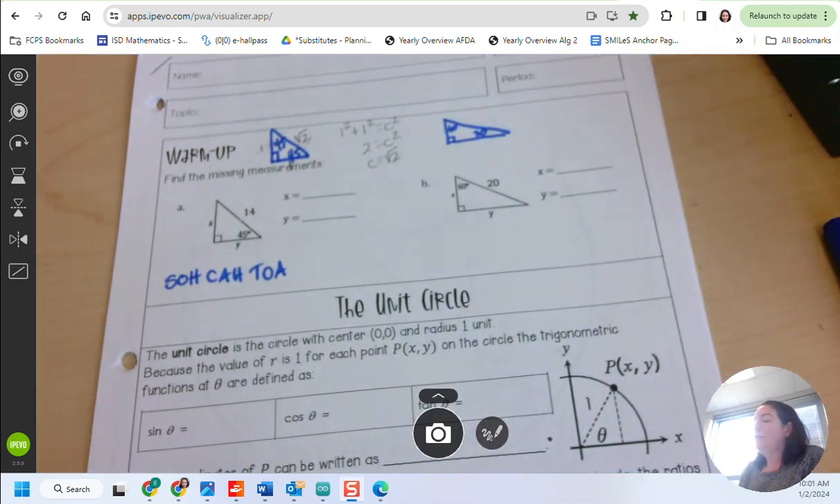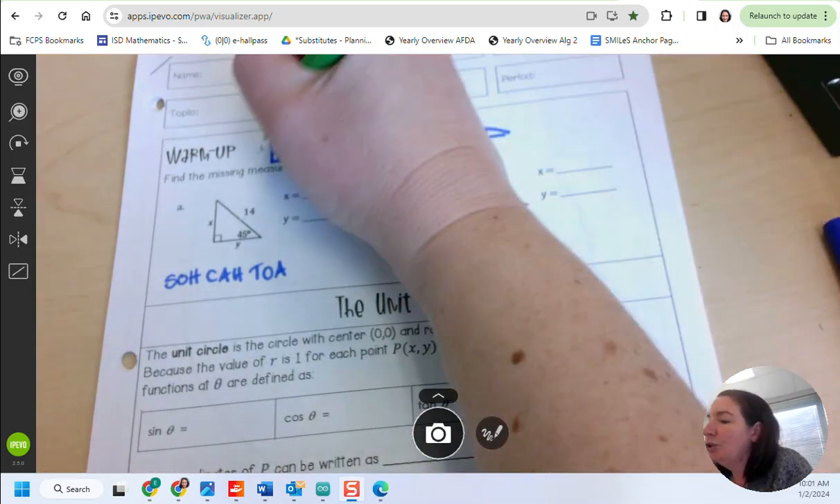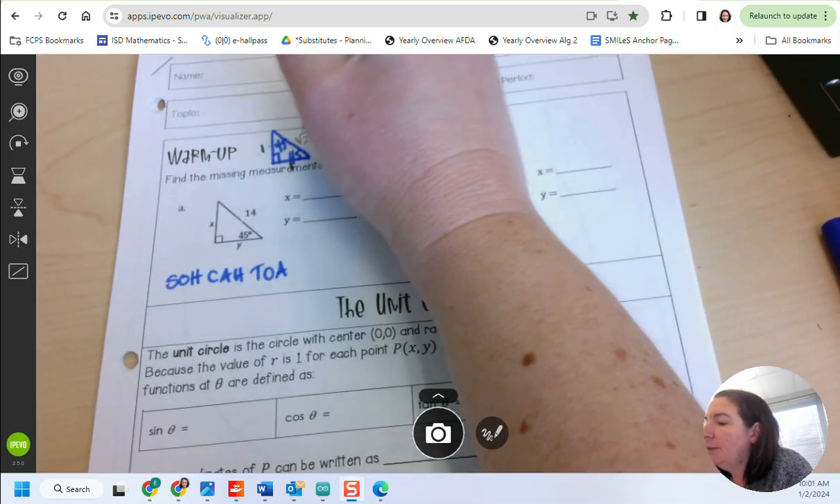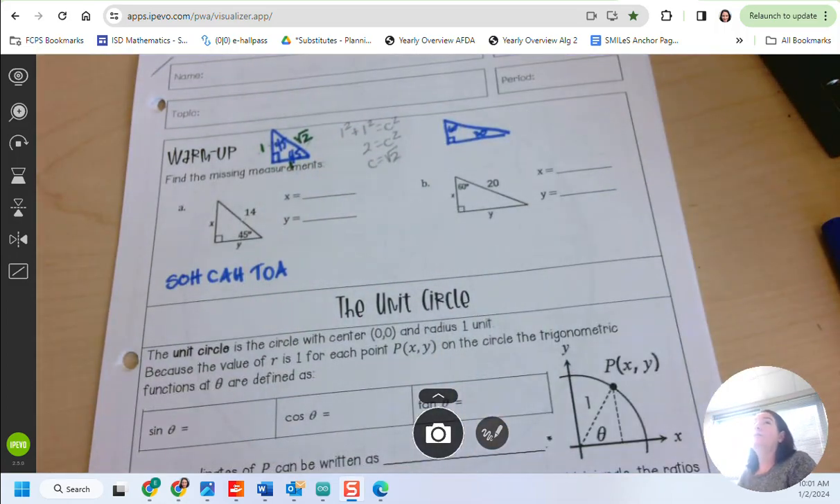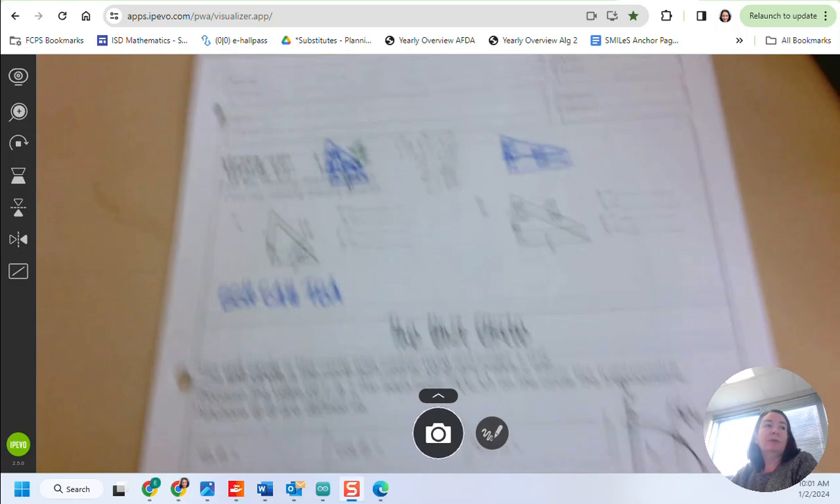In the unit circle, we use a slightly different ratio, but I am going to make those a little bit darker so you can see them. I'll show you why. Basically, in the unit circle, what we do is we want the hypotenuse to be 1, so we need to make the ratio just a little bit different.